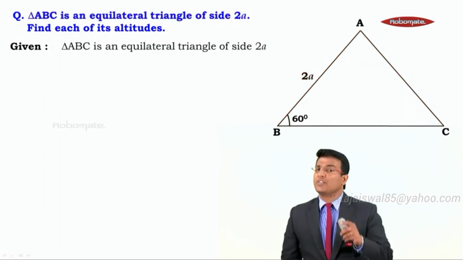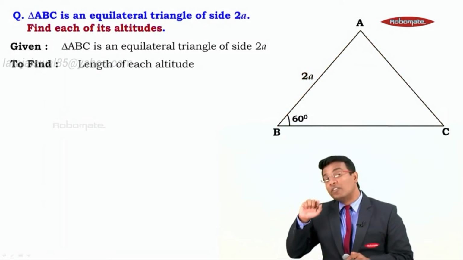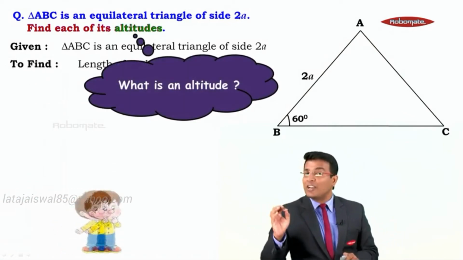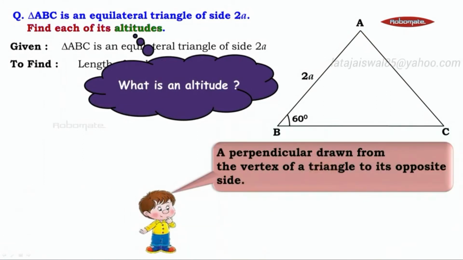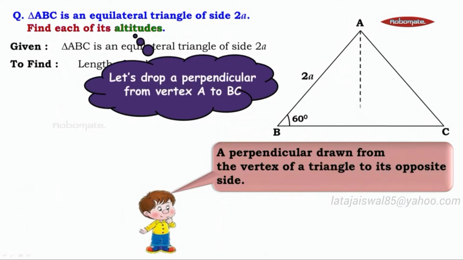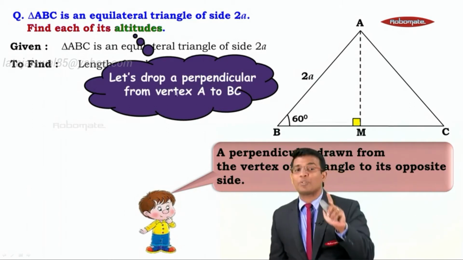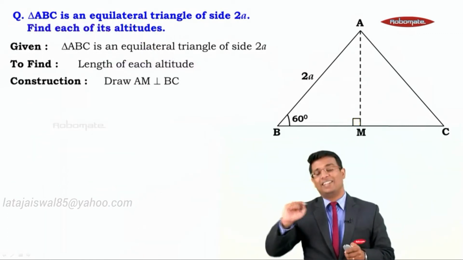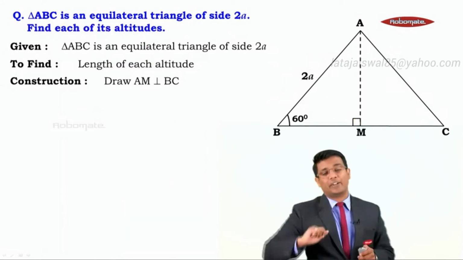Now, so given is triangle ABC is an equilateral triangle of side 2A, and we need to find the length of each of the altitude, right? Now, what do you mean by an altitude? We know that altitude is nothing but a perpendicular drawn from the vertex of a triangle to its opposite side. So to get that altitude, let's drop a perpendicular from vertex A to its opposite side, that is BC. So now we know that AM is the altitude. So we write there as construction, draw segment AM perpendicular to side BC to get that particular altitude, right?